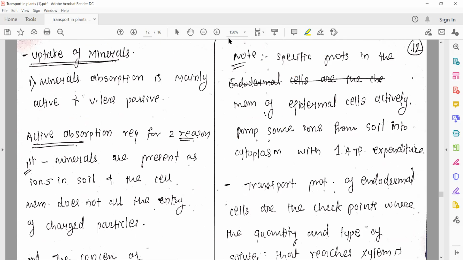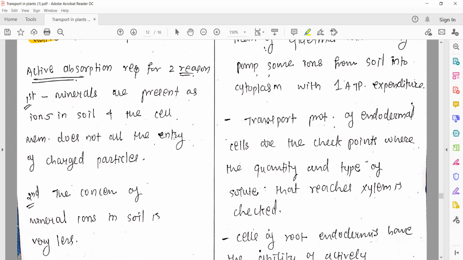Now we are entering a very new topic, which is called the uptake of minerals. See, mineral absorption is mainly active, and very little is passive. Now, if absorption is active, there are two reasons why it is required. First reason is that minerals are present as ions in the soil, and the cell membrane does not allow the entry of these charged particles inside, therefore active absorption has to take place.